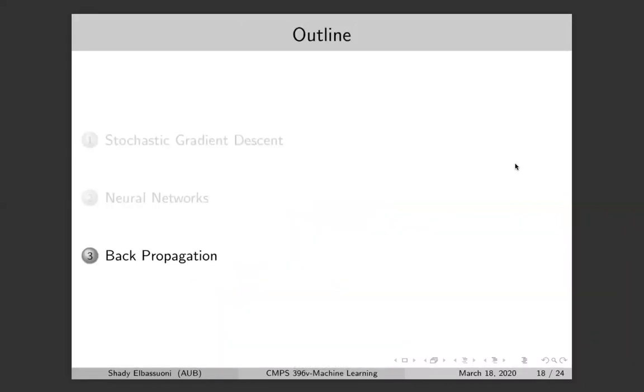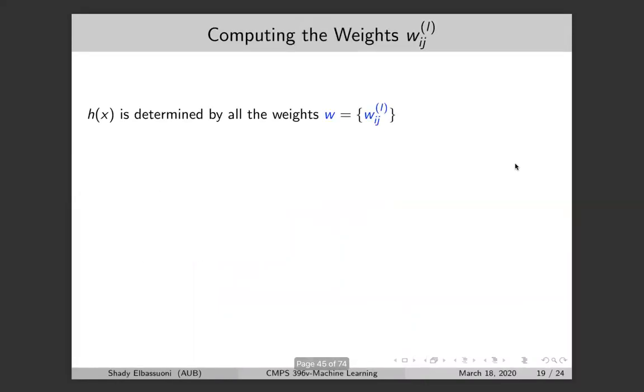So now, how do I get the weights? So using some algorithm called backpropagation. Okay. So the hypothesis, the final prediction, is determined by all the weights W. Yeah, because I start with the input, multiplied by the weights, sum, and then pass through the neurons, and then do the same over and over until I get to the final layer and output something. So it's determined by all the weights Wij of L. I need to get these weights.